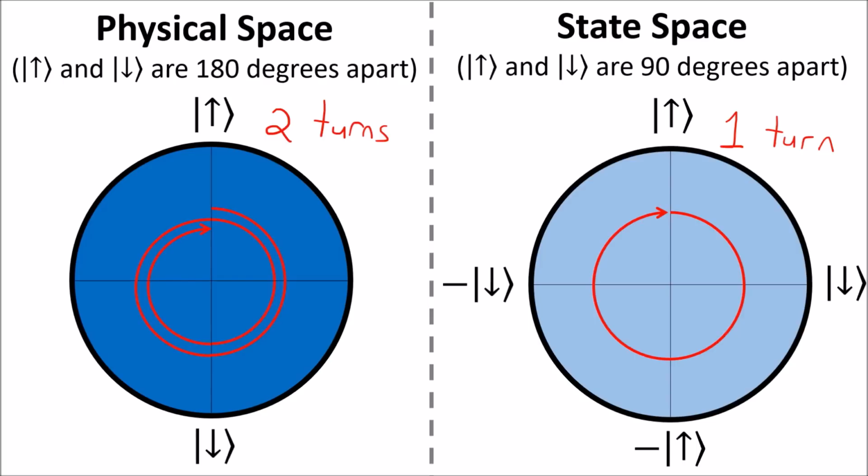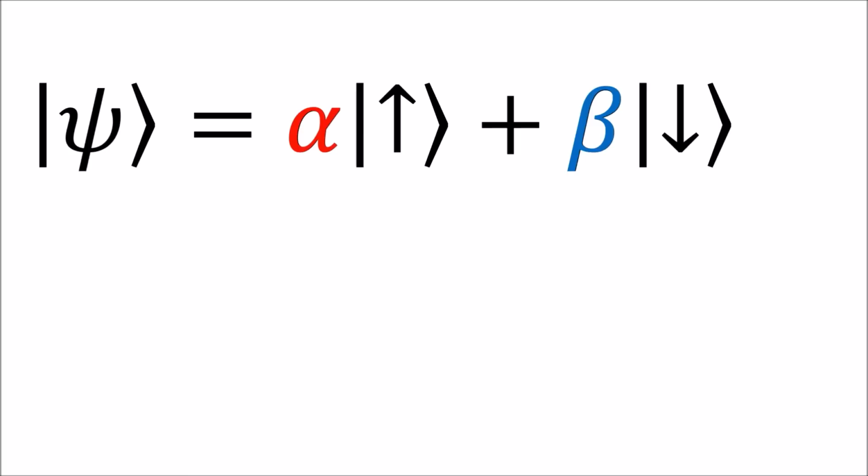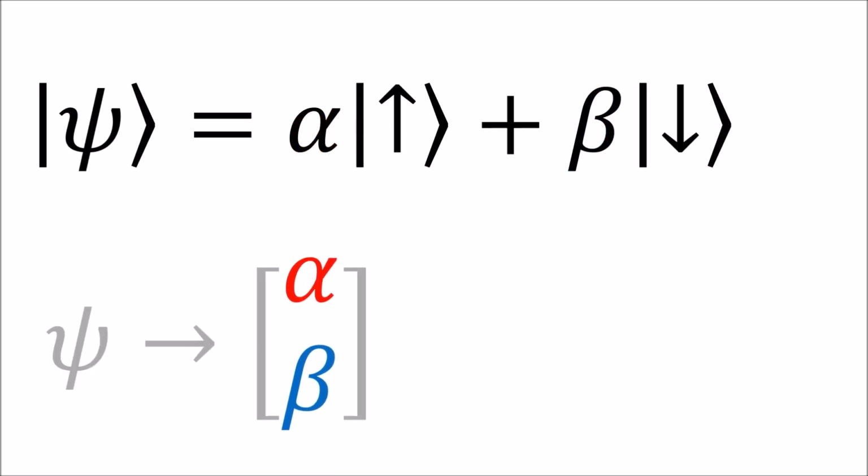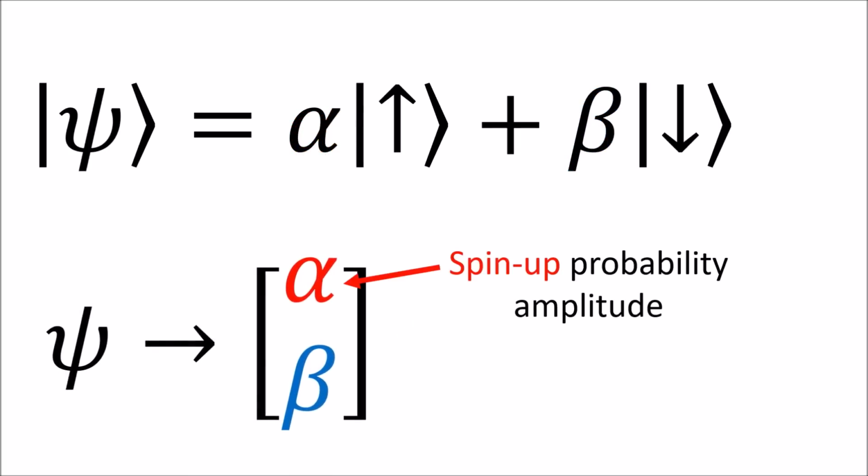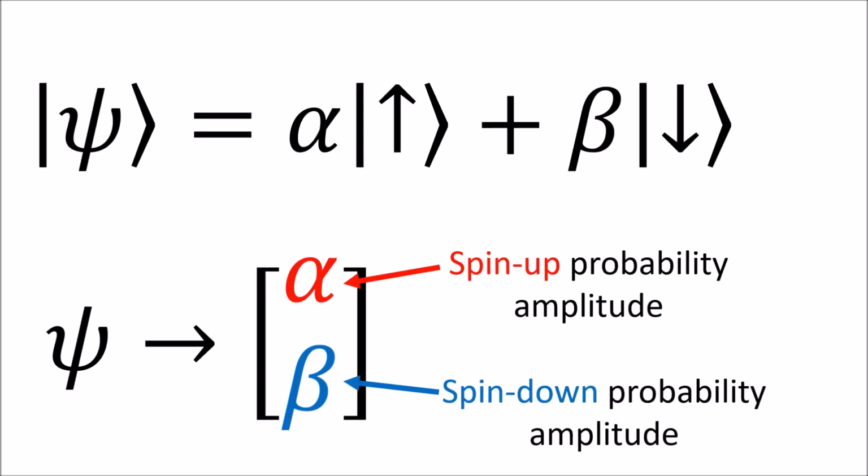Requiring 2 full turns to get back to where we started is exactly what we would expect from spinors, and so matter particles are best described using spinors. We can write a spinor as a 2-component column, where the 2 components indicate the probabilities for measuring spin up or spin down from a given quantum state.